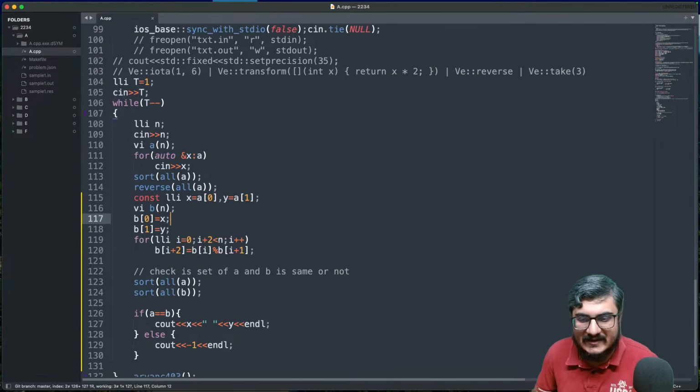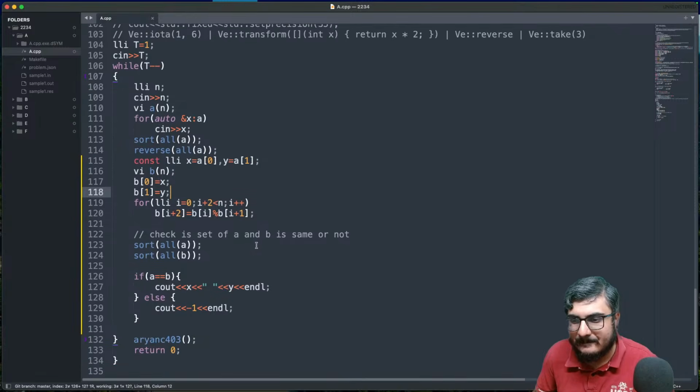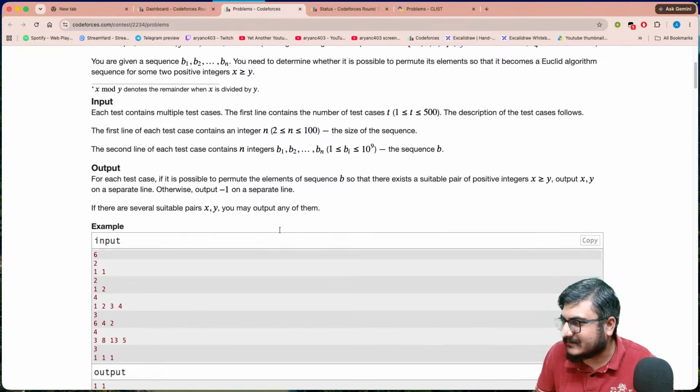The crux of the idea is that X and Y are always unique. So this is the problem statement we have. Okay, I kept getting a runtime error. Don't know why. One second.